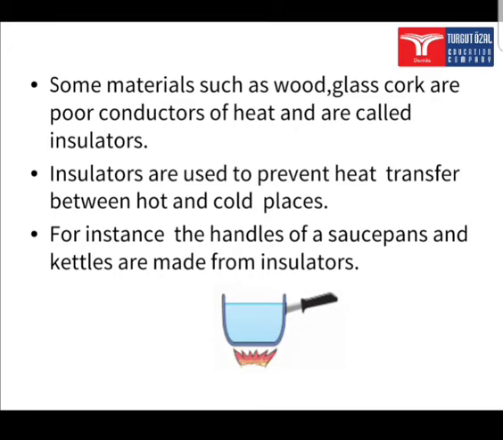Some materials such as wood, glass and cork are called poor conductors of heat, and these are also called insulators. Insulators are used to prevent heat transfer between hot and cold places. For instance, the handle of the saucepan is made from insulators. Also, the handles of kettles are the same thing. So it prevents us from burning when we cook.